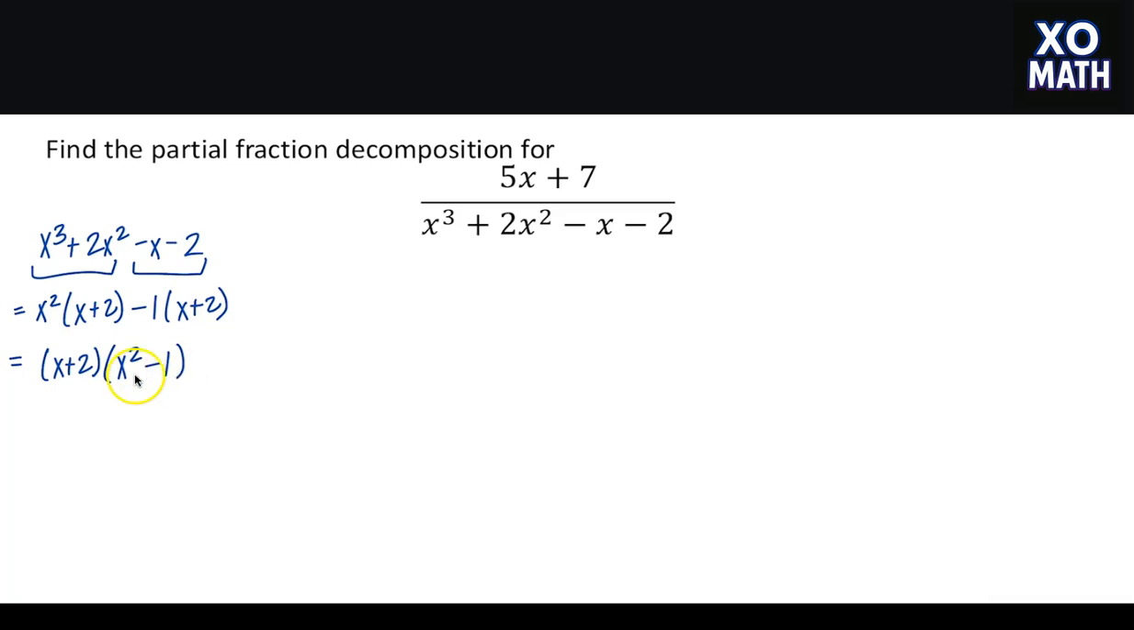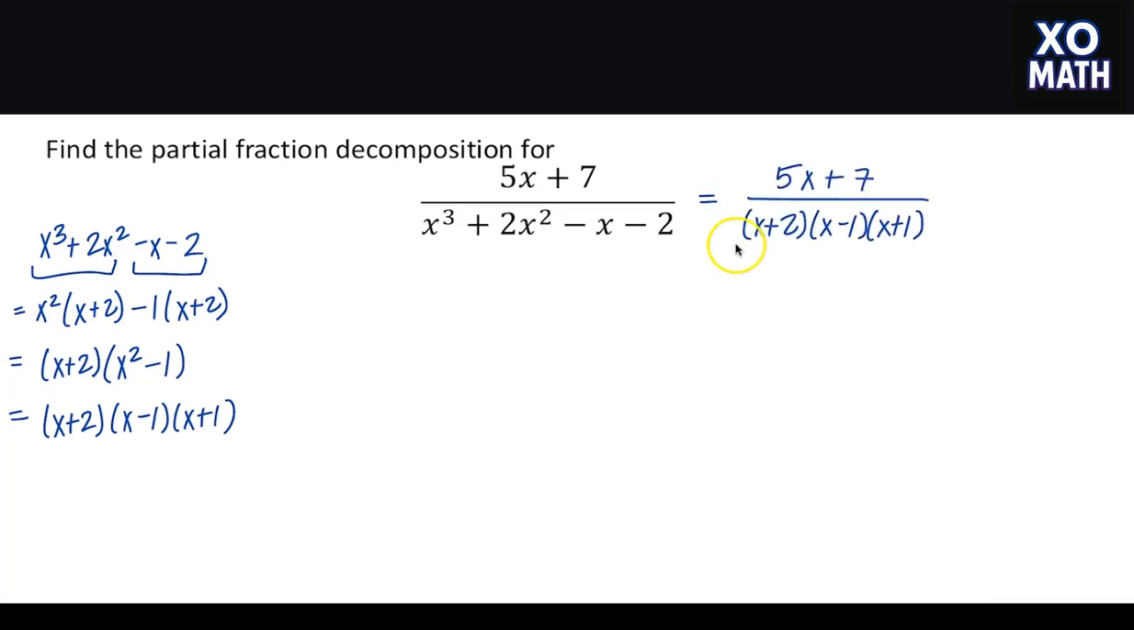Now, if we look at x squared minus 1, we can recognize that we can factor further, because we have the difference of squares. So we have x plus 2 times x minus 1 times x plus 1. These are all distinct linear factors, so each one will get its own partial fraction with a generic constant on top. So we have A over x plus 2 plus B over x minus 1 plus C over x plus 1.